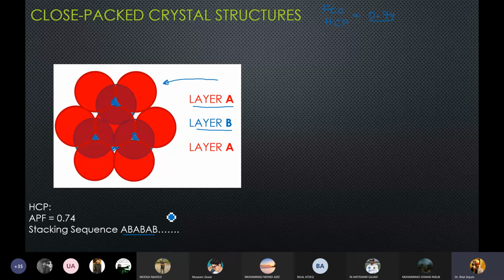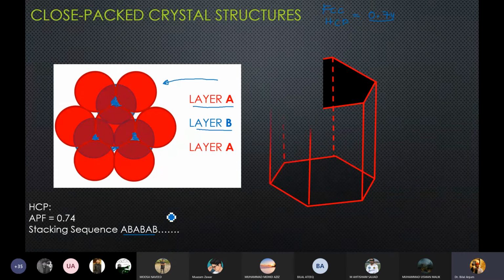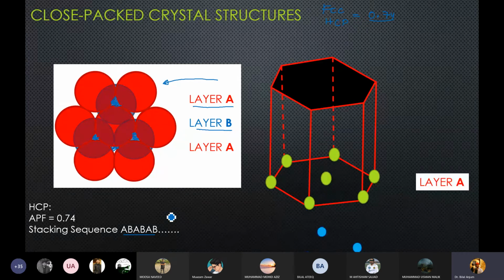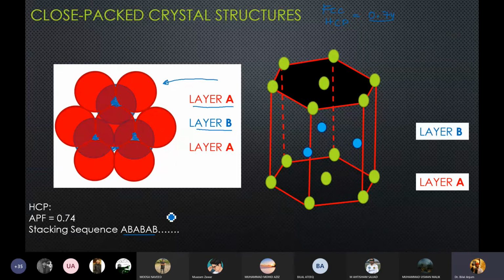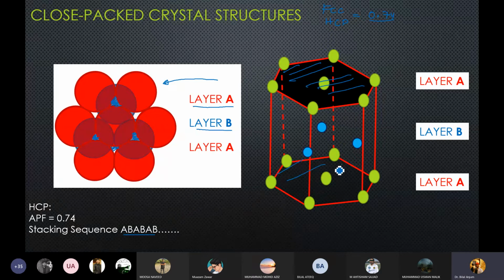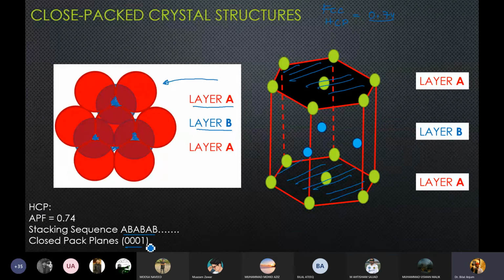And the close pack plane, if you see the closely packed plane, the closest packed atoms are in layer A, or you can refer to this as the 0001 plane. This is the plane in HCP which is the closest packed plane. I hope it is clear to you guys.